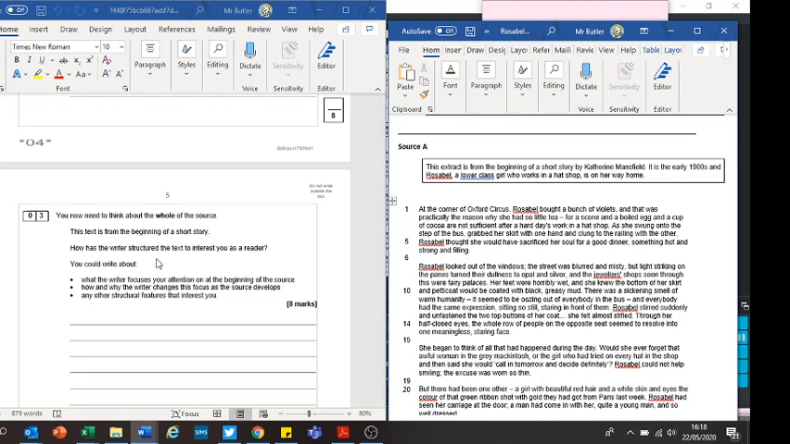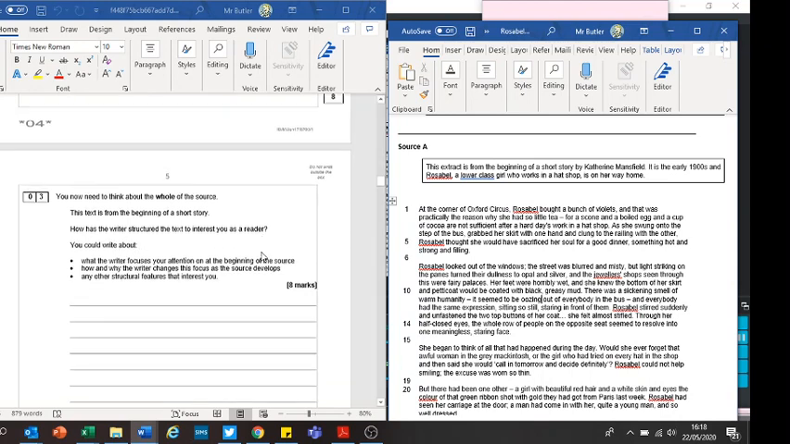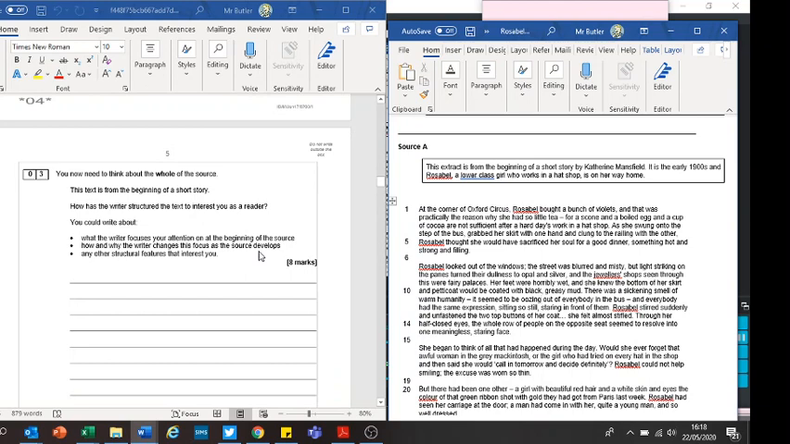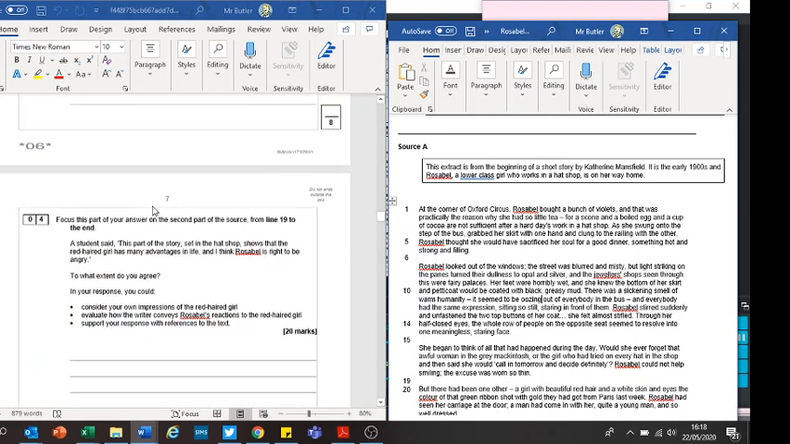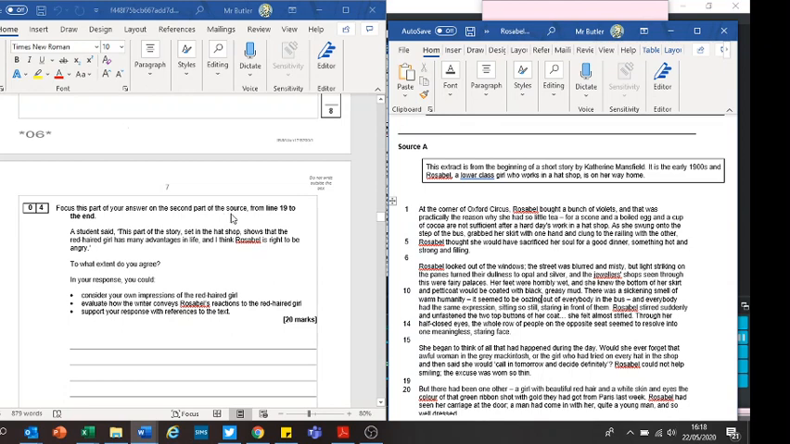How has the writer structured the text to interest you as a reader? So immediately, anything you talked about in question 2, you know isn't relevant. You've got to talk about the structure. And then question 4, the big one. From this part of your answer to the second part, a student said, this part of the story is set in a hat shop, shows a red-headed girl has many advantages in life, and I think Rosabel is right to be angry. To what extent do you agree?